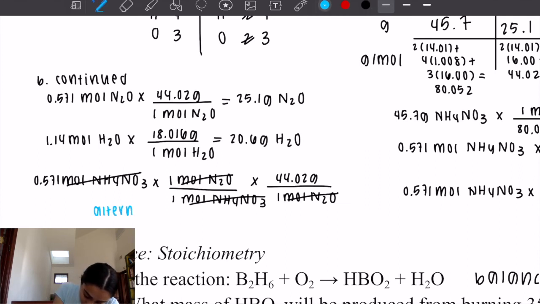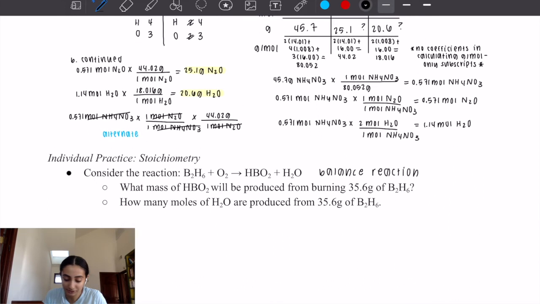So now you're going to try some individual practice. If you consider this reaction, B2H6 plus O2 yields HbO2 plus H2O, you're going to balance the reaction and then calculate the mass of HbO2 that will be produced from burning 35.6 grams of B2H6, and how many moles of H2O are produced from 35.6 grams of B2H6. So give that a try, and then I'm going to go over the answer.